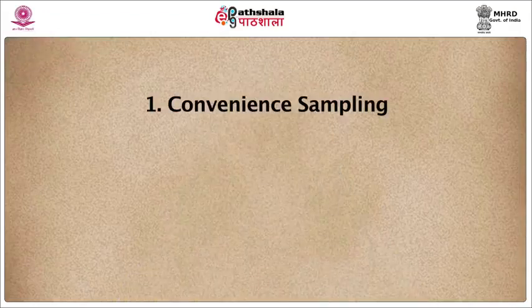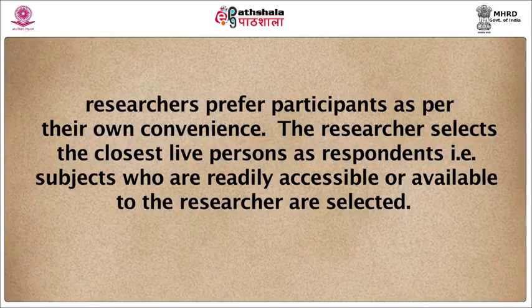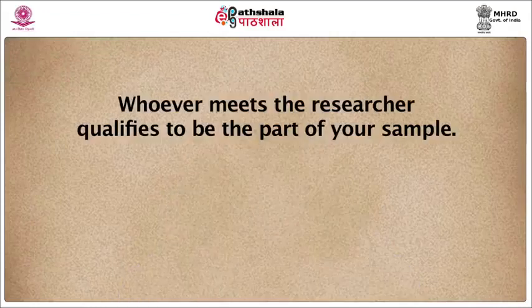1. Convenience sampling. In this type of sampling, researchers prefer participants as per their own convenience. The researcher selects the closest live persons as respondents, that is, subjects who are readily accessible or available to the researcher are selected. For example, you will choose your classmates and friends for the study as per your convenience. In other words, in this type of non-probability sampling method, whoever meets the researcher qualifies to be a part of your sample.